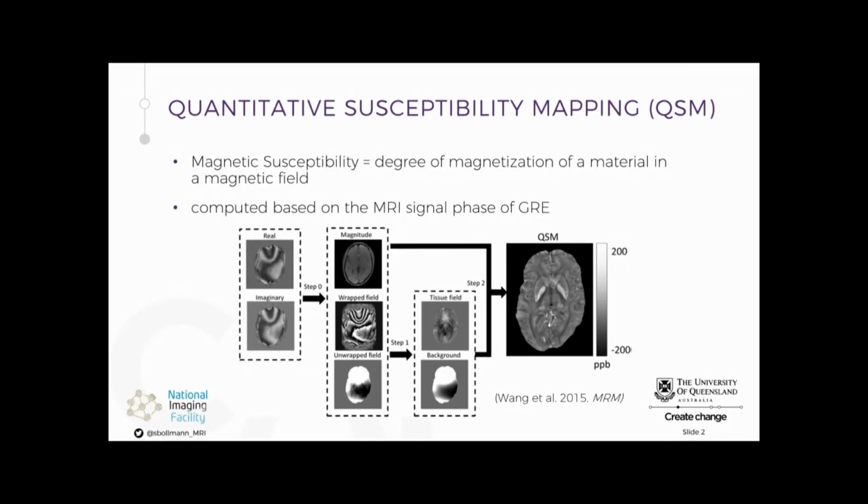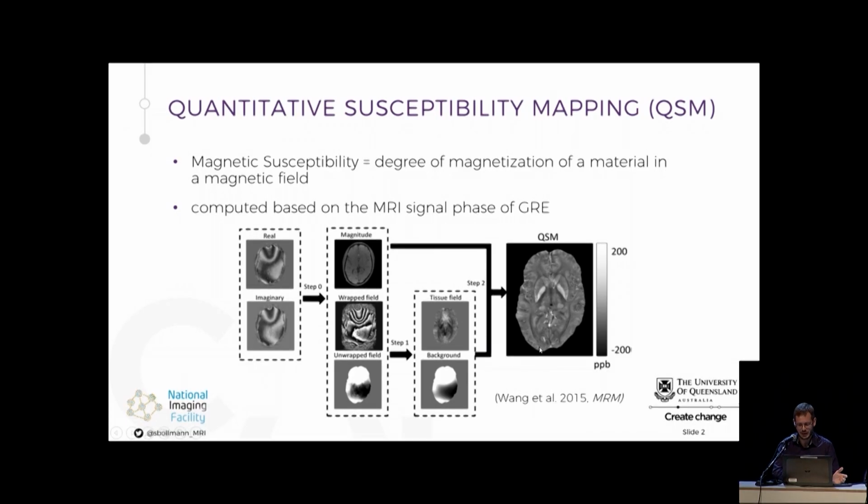QSM, what is it? So basically, magnetic susceptibility measures the degree of magnetization of a material in a magnetic field. And it is computed based on the MRI signal phase of a gradient echo scan. And usually it has quite an elaborate pipeline to get this information out.